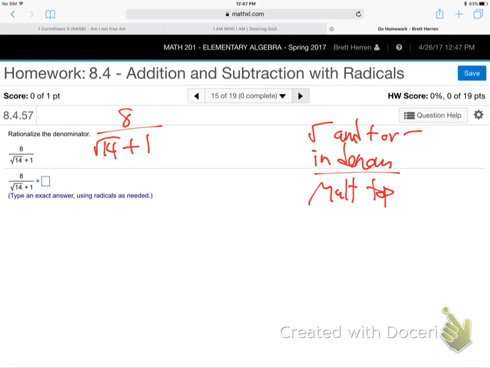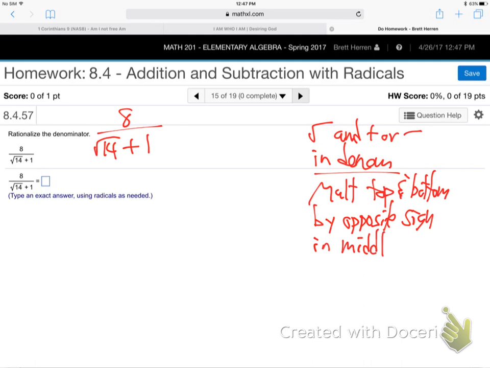Multiply top and bottom by the opposite sign in the middle, called the conjugate. As soon as you see a root, that's how you recognize it on the exam. It's going to take practice. It will not come casually. You have to practice this. That's how you recognize it on the exam when you see a root and a plus or minus in the denominator.